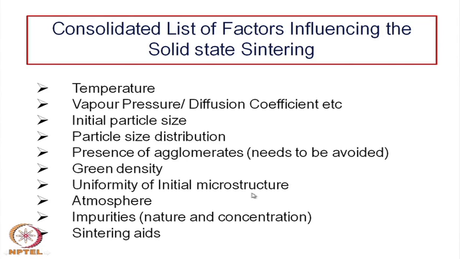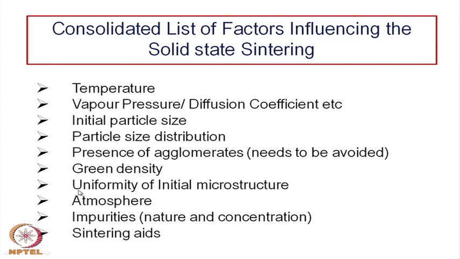Uniformity of initial microstructure, once again, is related to some extent to the particle agglomerates. Agglomerates again must be avoided, otherwise the initial microstructure, the initial pore size distribution, will be non-uniform, and that non-uniformity will lead to non-uniform pore structures, and removal of pores will be difficult.